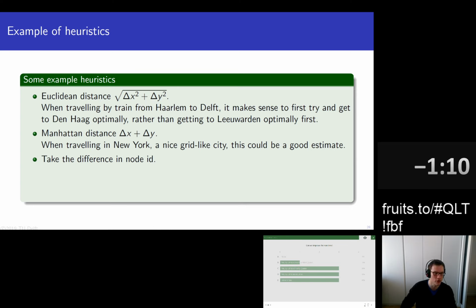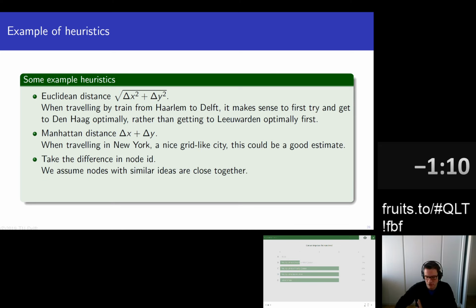Right? In New York, you have all of these grid-like streets, so it's delta x plus delta y. That could perhaps be an estimate. You could take the difference in node ID. Why not? Maybe it will tell us something. So if I've labeled all of my nodes from 1 to n, then why don't I take the difference in ID? It might tell us something about the distance. I don't know.